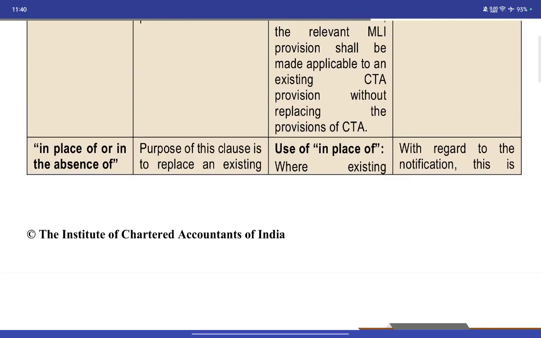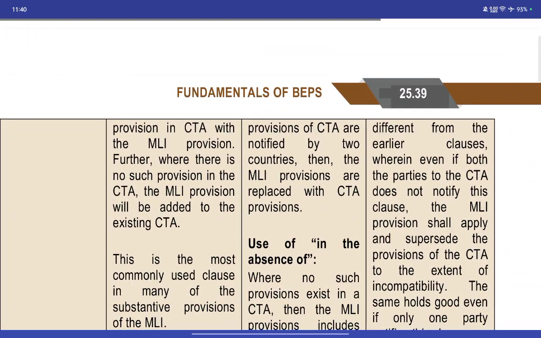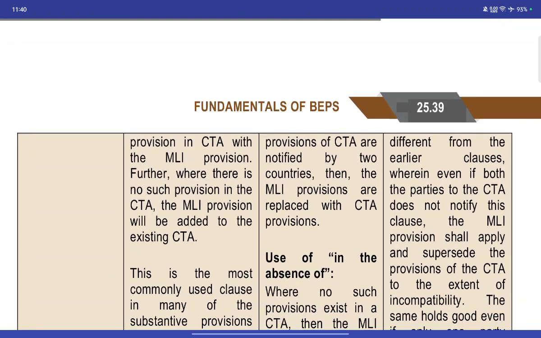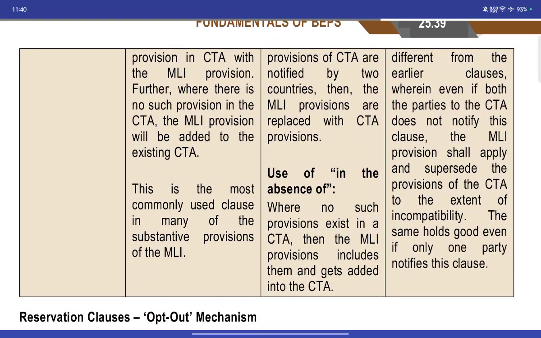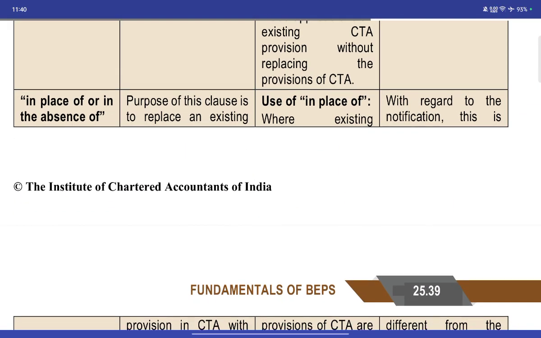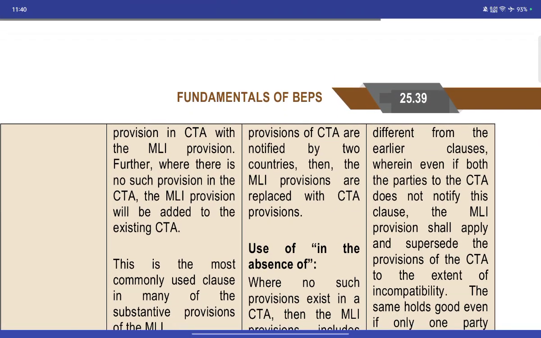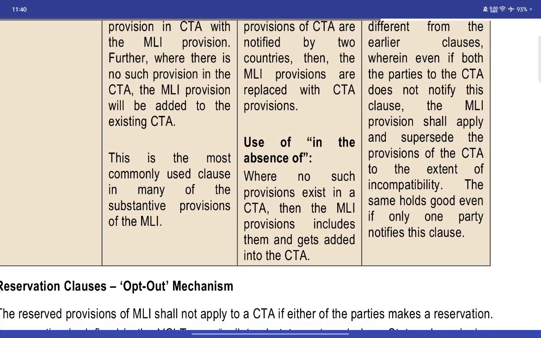The purpose of the clause of replacing is that it is used in the place of an existing provision of the CTA. Further, if there is no such provision in the CTA, the MLA provision will be added to the existing CTA, which is the most commonly used clause in many of the substantive provisions of the MLA. Used in the place of: if existing provisions of CTAs are notified by two countries, then the MLA provisions replace the CTA provisions. Used in the absence of: where no such provision exists in the CTA, then the MLA provisions are added to the CTA.